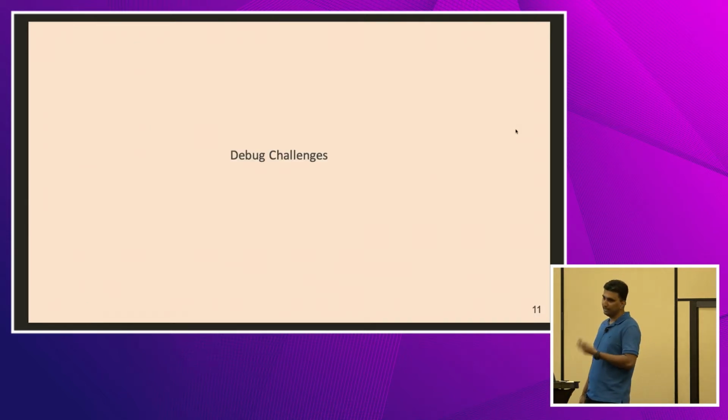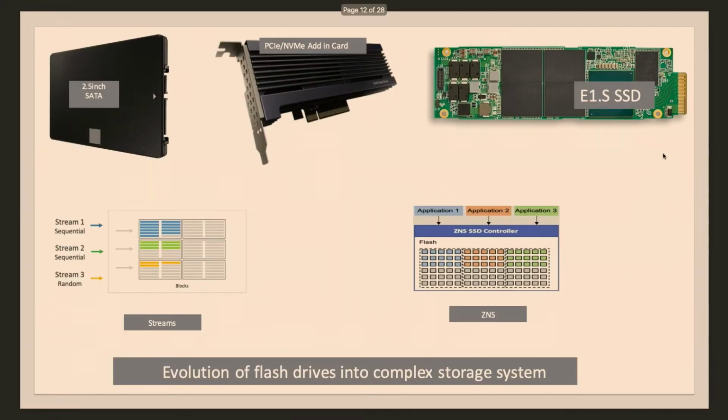So let's talk about some of the debug challenges which we face in here. There's kind of a history in here where we have gone through a significant evolution of flash drives. In my 10 plus years of working in the flash industry, we went from 2.5 inch SATA drives to the PCI NVMe card to now even the E1.S SSD from the form factor point of view. We have all these cool software enhancements which we are driving to better serve application needs and application requirements with ZNS and streams.